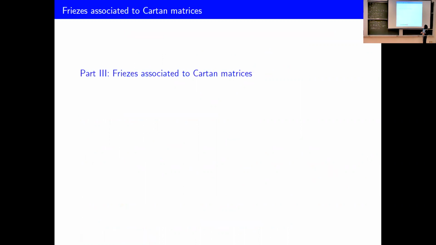Okay, so the last part is about friezes attached to Cartan matrices. What I have shown you at the very beginning is attached to this Cartan matrix A2, which is (2, -1; -1, 2). This is the Cartan matrix A2. Now there's a story behind every Cartan matrix. It doesn't have to be of finite type. It can be any symmetrizable generalized Cartan matrix. But for simplicity, I'll just look at finite type.